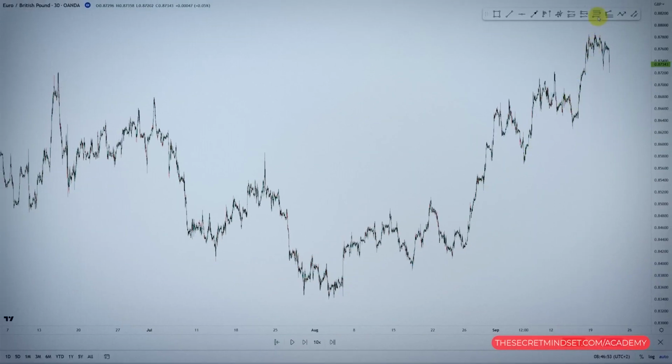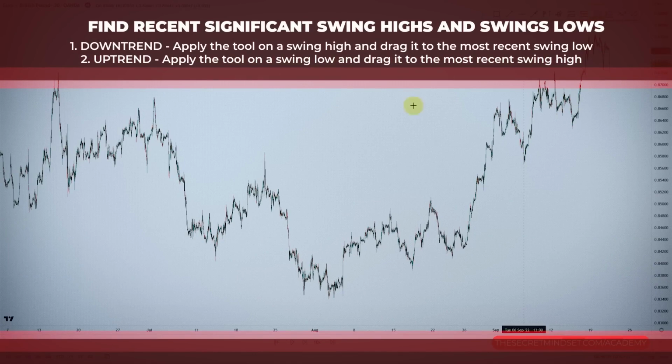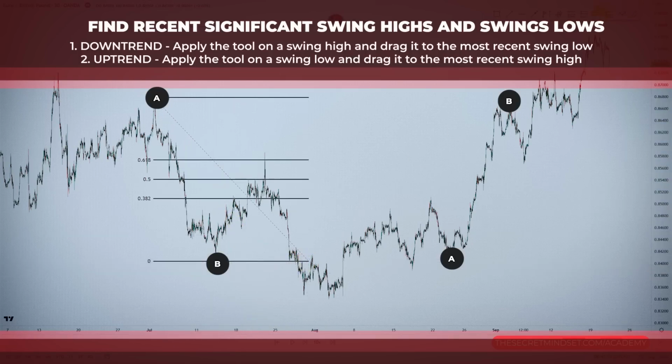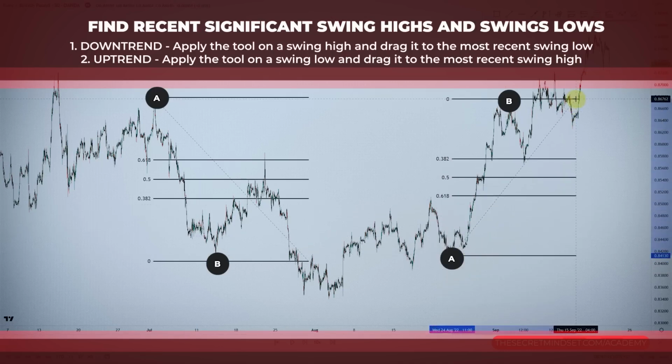So how to draw Fibonacci levels? In order to find these Fibonacci retracement levels, you have to find recent and significant swing highs and lows in the market. Then, you take the tool and for downtrends, you apply it on the swing high and drag the tool to the most recent swing low. For uptrends, you do the opposite. You apply the tool on the swing low and drag it to the most recent swing high.